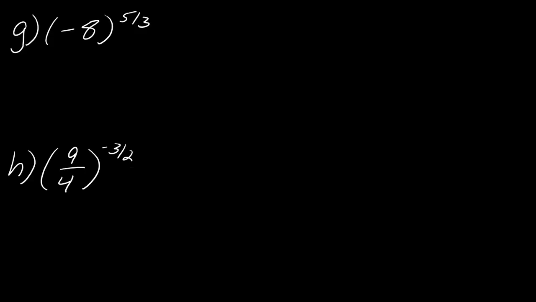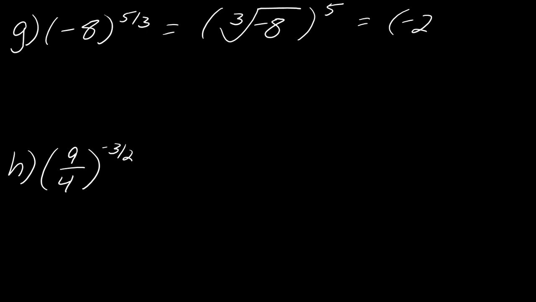Okay, so I've got 2 more here. So I want you to pause, give these 2 a try, and let's see how you do. Okay, so for this first one, I'm going to take the cube root of negative 8, and then I'm going to take that to the 5th power. Okay, so the cube root of negative 8 is still negative 2. And now negative 2 to the 5th, well, when you multiply something negative together an odd number of times, it stays negative. So the answer here is negative 32.